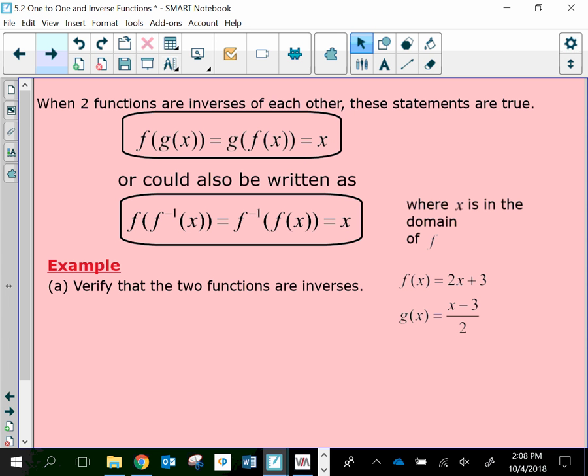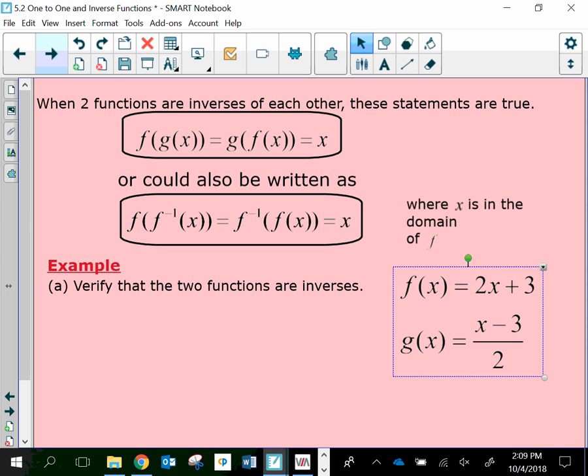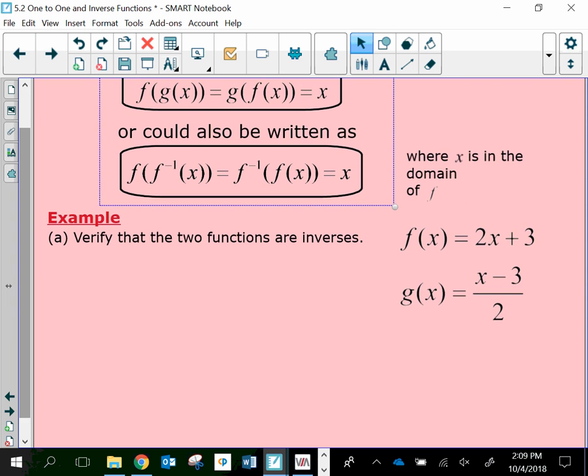Okay, so when two functions are inverses of each other, these statements are true. What do you call this that we did last class? Composite function. If f and g are inverses of each other, f of g and g of f are x. It's the same thing except we're calling it f and the inverse of f, and you have to do it both directions. I'm telling you that these two functions are inverses, and you are going to verify that by doing this.